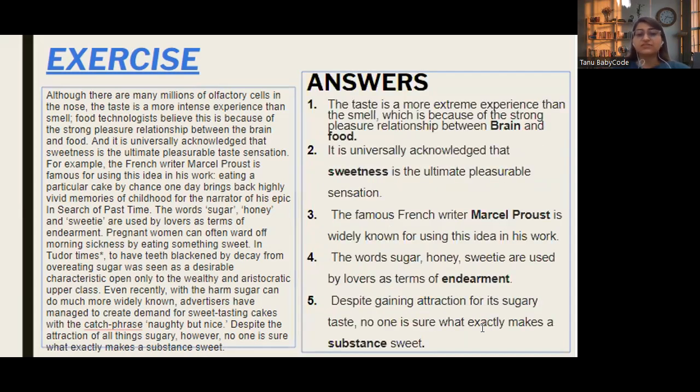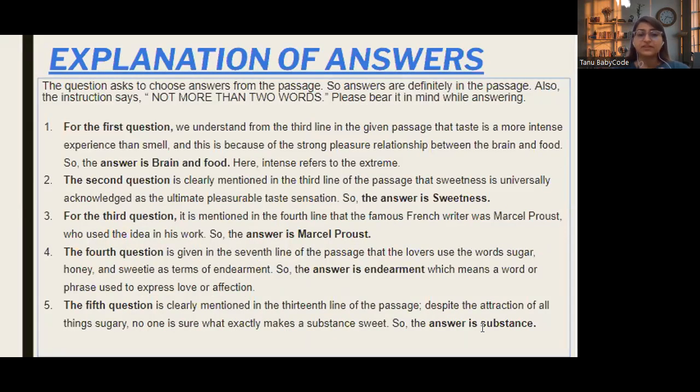Please check your answers, write your answers, and whenever you're copying the answers from the text to the answer sheet, please write it correctly, because if you make any spelling errors, any grammatical error, you will be losing marks even though your answer is correct. For the explanation also, you can have a look here.